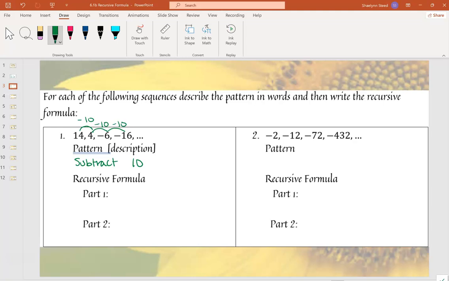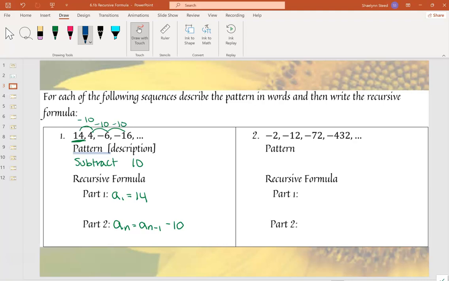Okay, so part 1, we need to define it. I'm going to use subscript notation for this one. So a sub 1 is going to equal that first number in the pattern, so 14. And then part 2 is we're going to say now, or a sub n, equals before, so a sub n minus 1. And then we're going to put our pattern, so minus 10. Okay, so there's my recursive formula.